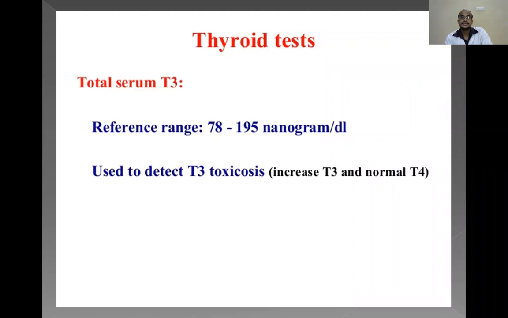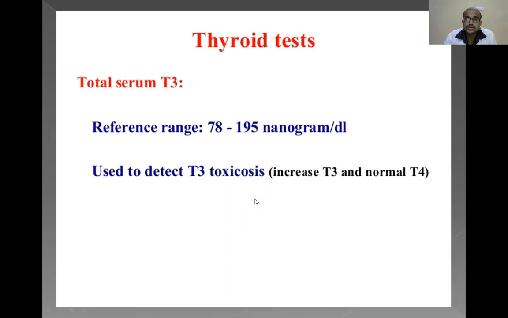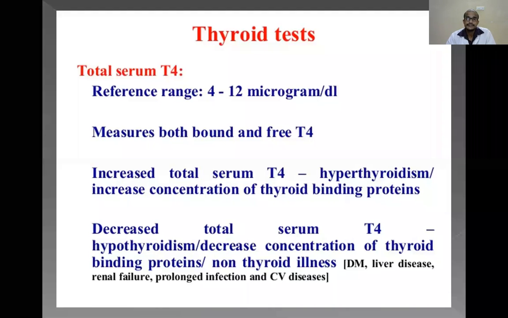And for the thyroid test, T3 normal range, there are different normal ranges, you can follow any text. This is used to detect T3 thyrotoxicosis. And T4, the normal ranges are different in different books, you can follow a standard book, and it measures both bound and FT4, and it is increased in hyperthyroidism and decreased in hypothyroidism.